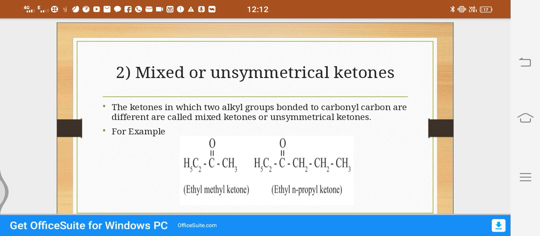Here, first, in ethyl methyl ketone, both alkyl groups are different. One side is attached to a methyl group and the other side is attached to an ethyl group. And in ethyl propyl ketone, the carbon's first side is attached to an ethyl group, C2H5, and the other side is attached to a propyl group, CH2CH2CH3. In simple ketones, both alkyl groups are similar, and in mixed ketones, both alkyl groups are different.